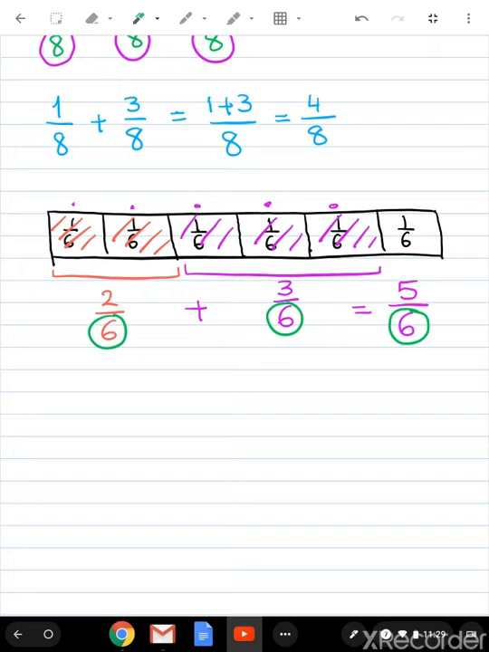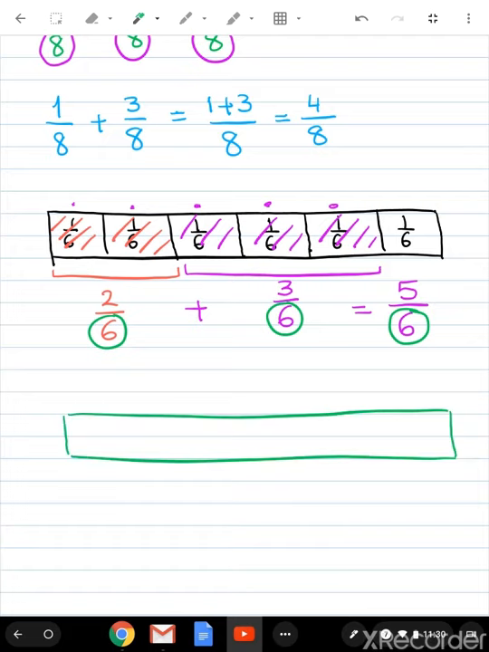If we have a fraction bar and we will cut it now into 5 equal parts. So 1, 2, 3, 4 and 5. So this is 1 out of 5, this is 1 out of 5, 1 out of 5, 1 out of 5.